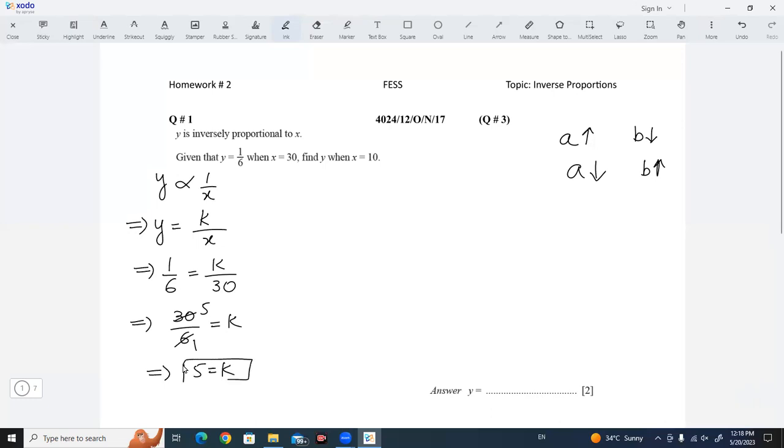In the next step, we have to replace this value of k into the equation connecting x and y. It becomes y equals 5 over x. So we have to find y when x is 10, replacing x with 10 and writing y as it is. It becomes 5 over 10. Now we can cancel 5 and 10: 5 times 1 and 5 times 2.